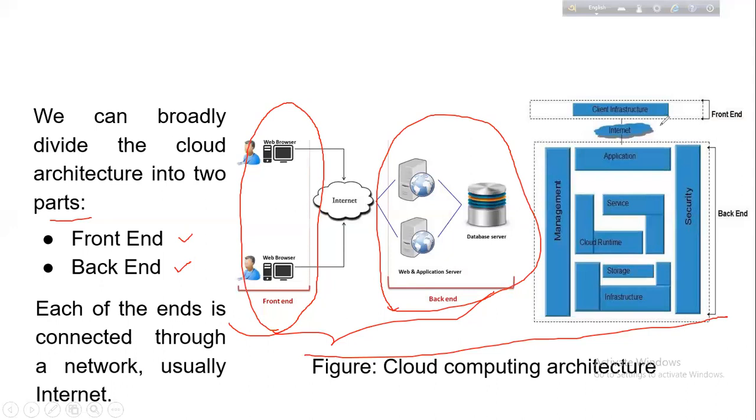The front end is the client infrastructure. Then we have the cloud, the internet, and there we have application manager, services, cloud runtime, storage, infrastructure, hardware, the security, and so on. Each of the ends is connected through a network, usually the internet.